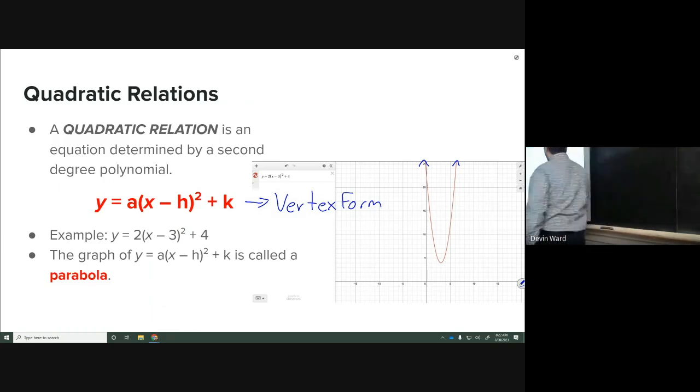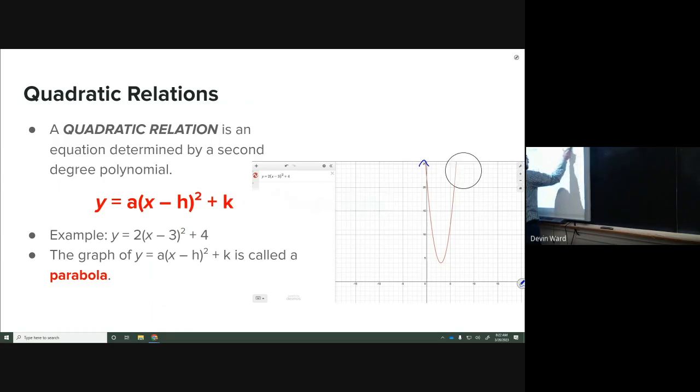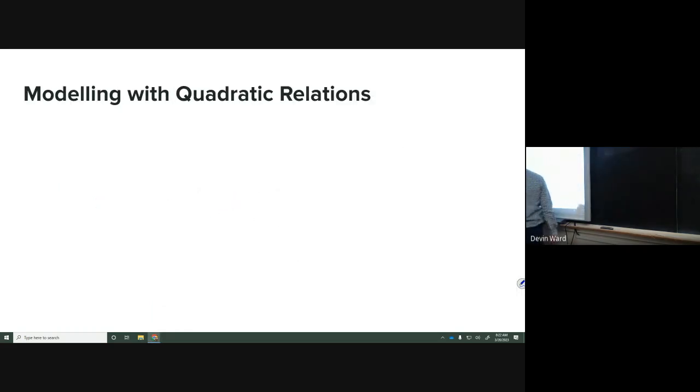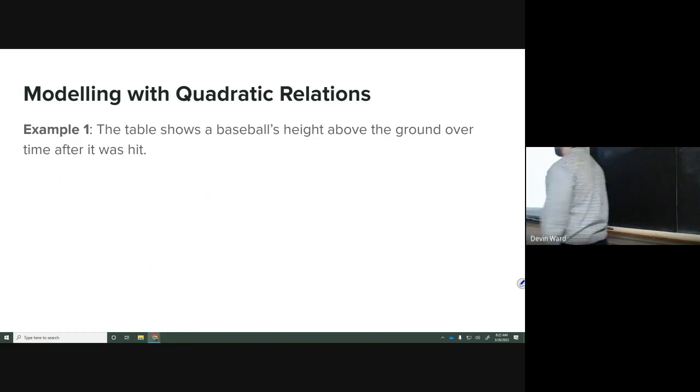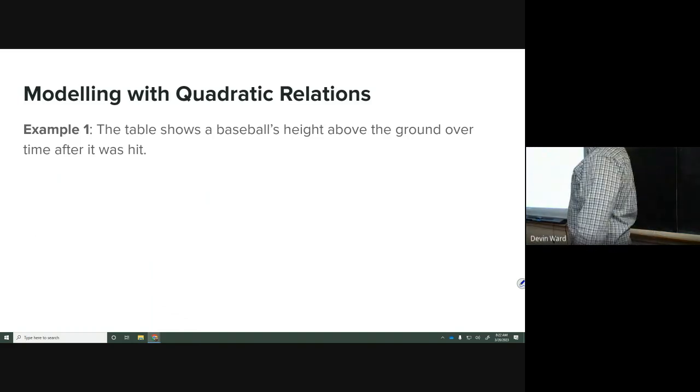Okay. So parabola is the word you want to fill into the blanks there. Okay. So we can model relationships using quadratics. Okay. Bless you.